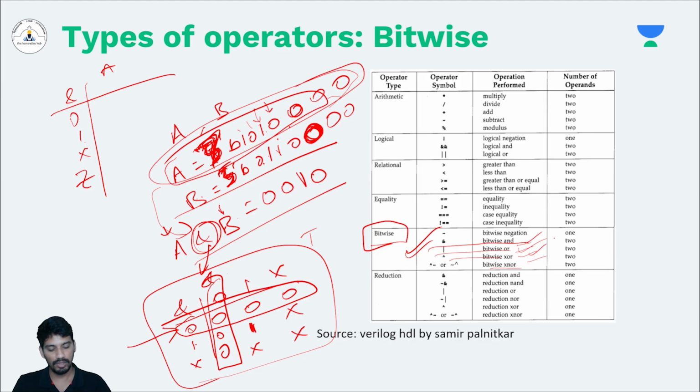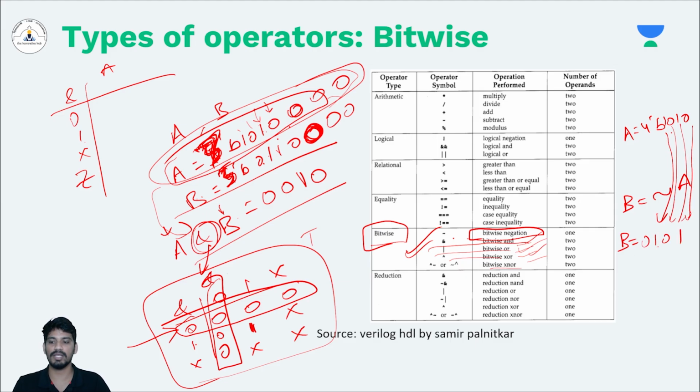There is one operator called bitwise negation. What does it do? It will take only one operand. Let's say my B is equal to negation of A. So if my A is equal to 4'b1010, then my B will be, it will invert bitwise all these numbers. So it will give me 0101 as my output. Okay, that is the bitwise operators.